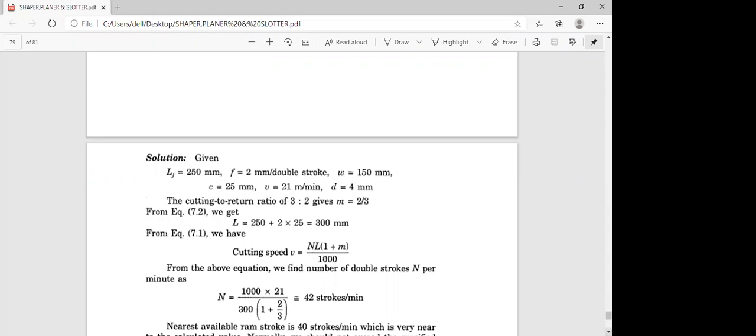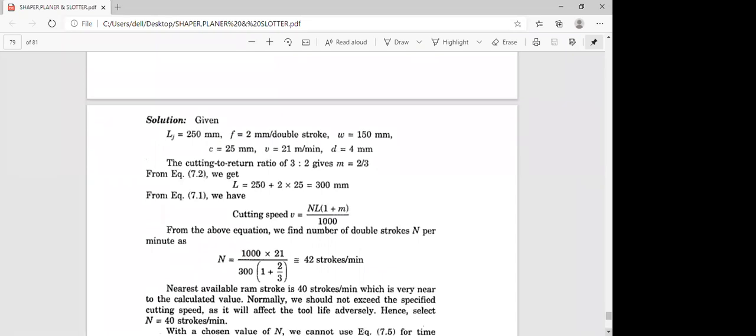So here you have to observe carefully. What is L here? L is the length of stroke, into 1 plus 2/3. M is 2/3. So you have to take the standard notations into consideration, and here you have calculated capital N.